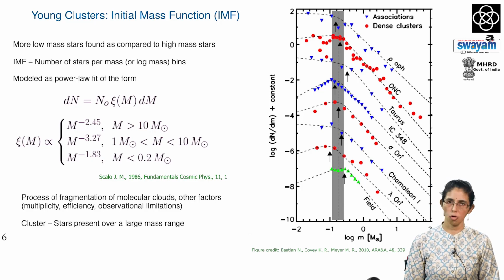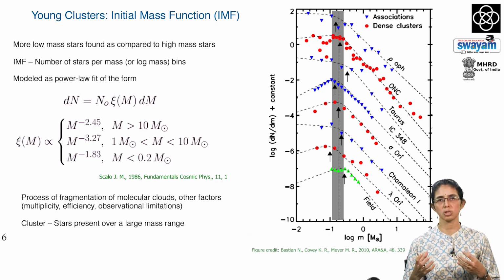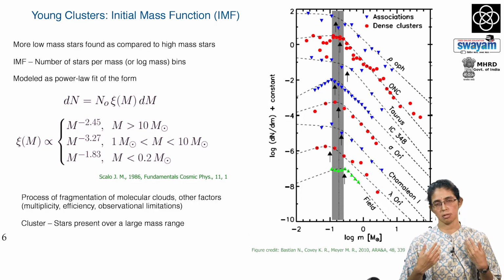Now, in fact, people are also looking at the initial mass function of the cores, that is, even before the stars have formed, the molecular cloud can fragment into cores. People are trying to understand what is the initial mass function of the cores from which the stars are going to be formed.